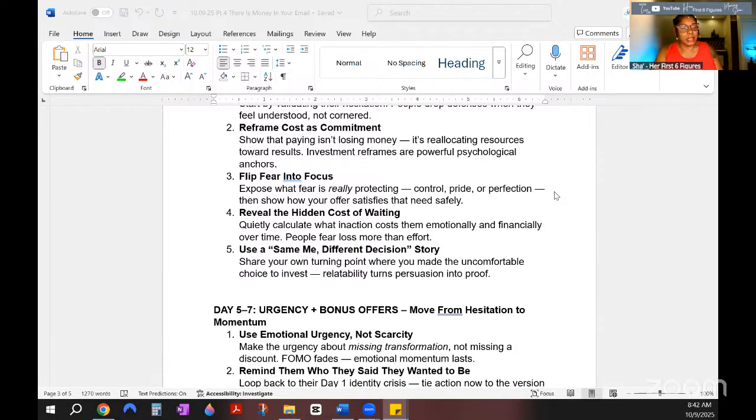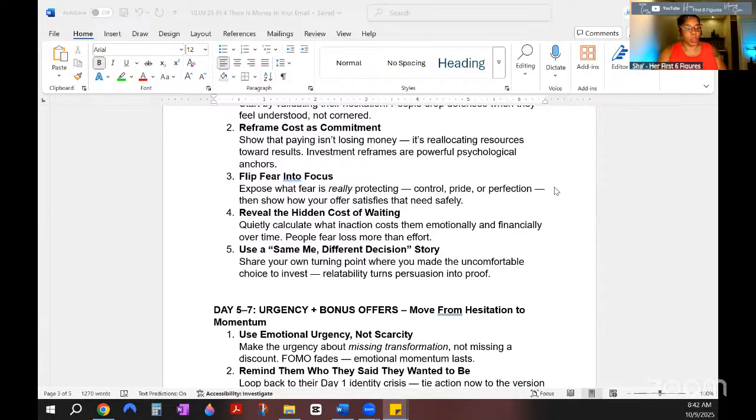So all that is, share your own turning point where you made the uncomfortable choice to invest in something. If it's not the very same thing as your offer, give them an example of something that you've done. Relatability turns persuasion into proof. Now, if you don't have a story like this, then one of your clients probably does. Use a client story. You had a client that was scared to invest. They felt like they didn't have the money or the time, whatever it was, but they took a chance. And then this is what happened for them.